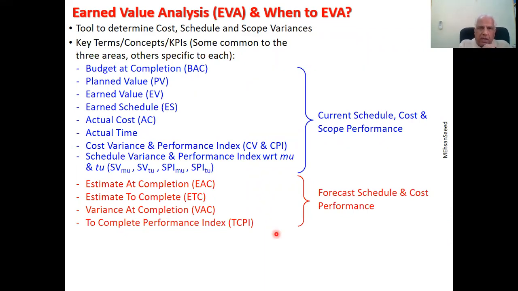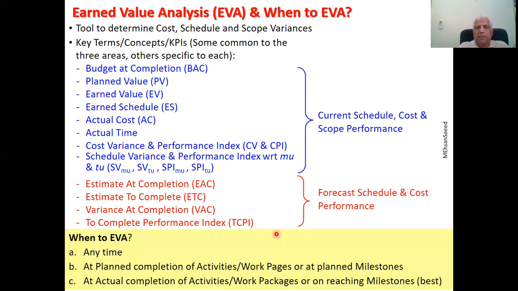One question that is often asked is, when is the best time to do earned value analysis? The answer is anytime. Earned value analysis can be done anytime. But a better time to do earned value analysis is at the planned completion of activities and work packages or at planned milestones. But the best time to do earned value analysis is when the activities and work packages actually complete or the project actually reaches some milestone. That's the best time to do earned value analysis.